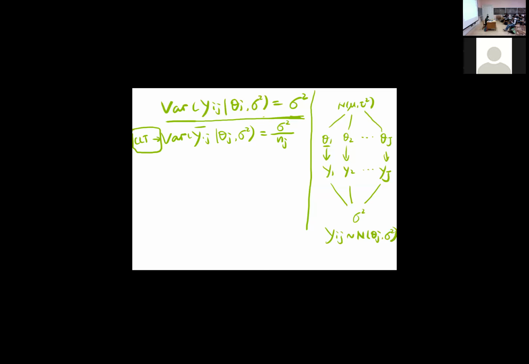The last one is the covariance of two observations in the same group. If you are conditioning on the group mean and the overall variance, this will be 0, because they are independent and identically distributed from the same normal. So this is what we know.